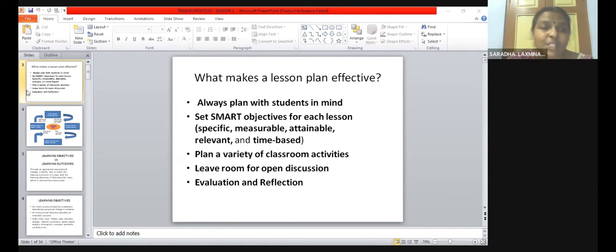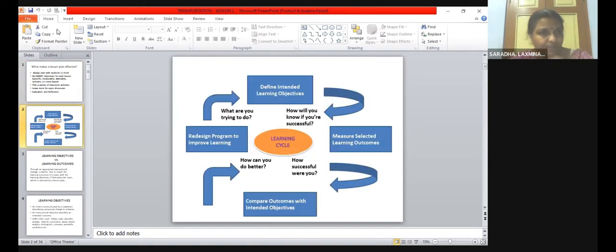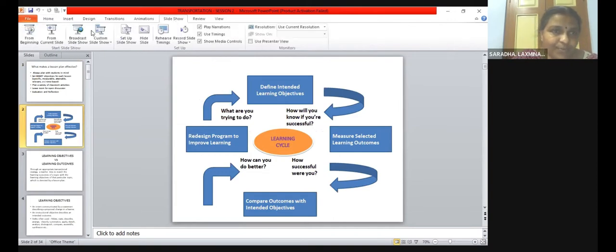To understand this better, there's something called a learning cycle. Are you able to see, teachers? I'll make it a slideshow. Yes, ma'am. Right. So this is the learning cycle.